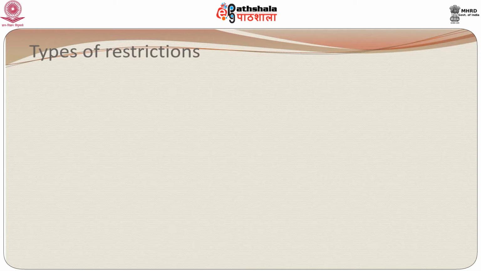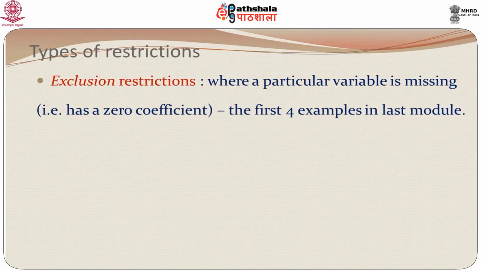An equation can have several types of restrictions. What we have already looked at are what are referred to as exclusion restrictions. What are exclusion restrictions? In this case, a particular variable is missing, but as we said, we are not looking at variables missing, we are putting this in terms of the parameters. So, a particular variable is missing means that the variable has a 0 coefficient in that equation. These sort of exclusion restrictions are the ones that we had looked at in the first 4 examples we did in the last lecture.